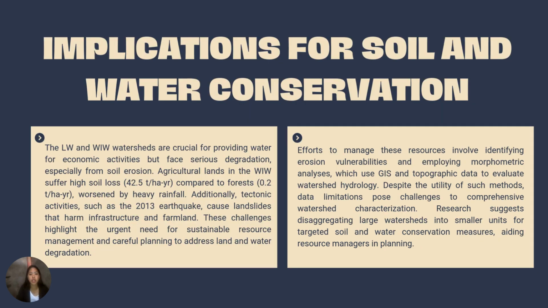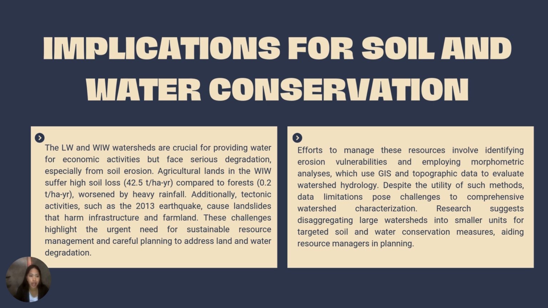Now let's go to the implication for soil and water conservation. The two watersheds are crucial for providing water for economic activities but face serious degradation, especially from soil erosion. Agricultural lands in the WIW suffer high soil loss compared to the forest, worsened by heavy rainfall. Additionally, tectonic activities such as the 2013 earthquake caused landslides that harm infrastructure and farmland.